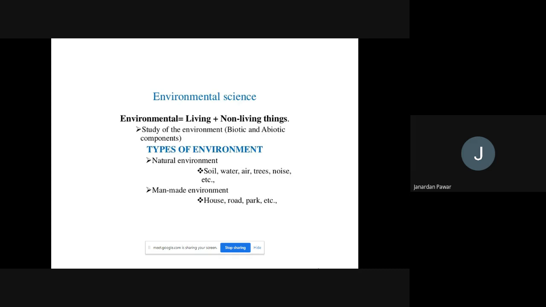One is the natural environment, where we can see soil, water, air, trees, noise, etc. And the man-made environment includes houses, roads, parks, whatever is made by man on the planet Earth. Those can be called man-made environment or artificial environment. So this is the basic background which we are going to see in this particular session.